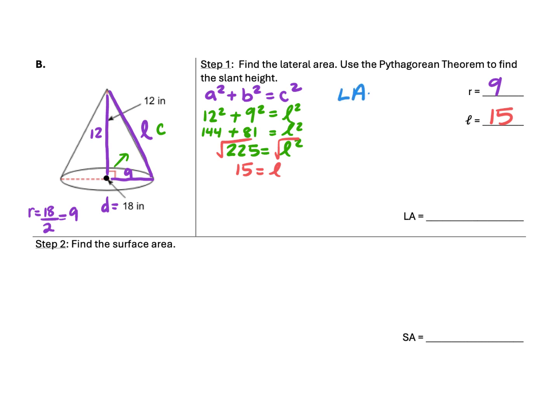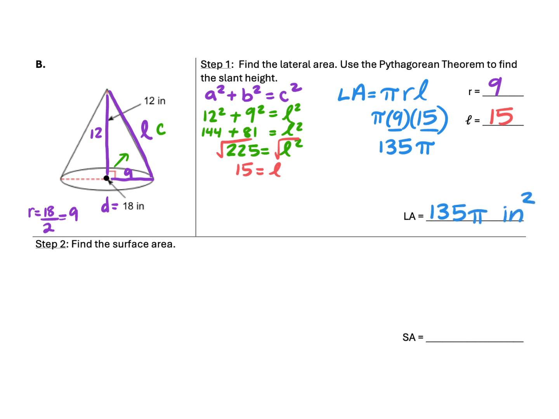The lateral area of a cone is pi times the radius times the slant height. So we need pi times 9 times 15. And you can take 9 times 15, leave the pi in your answer. 9 times 15 is 135. Put the pi at the end. So our lateral area is 135 pi square inches.